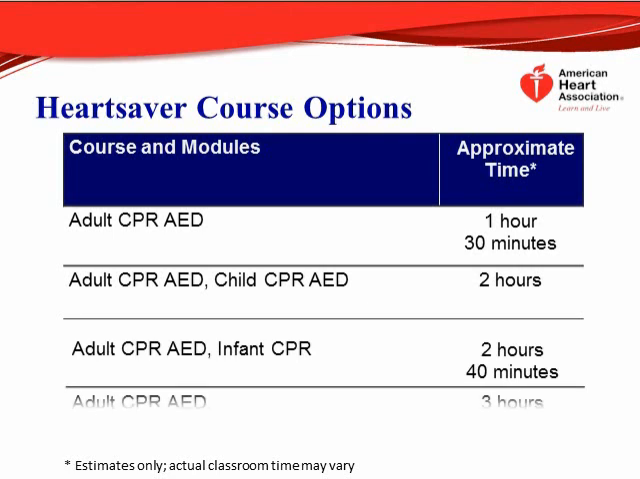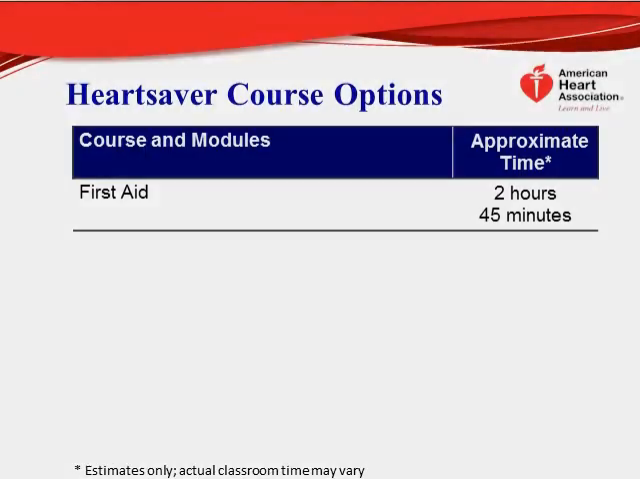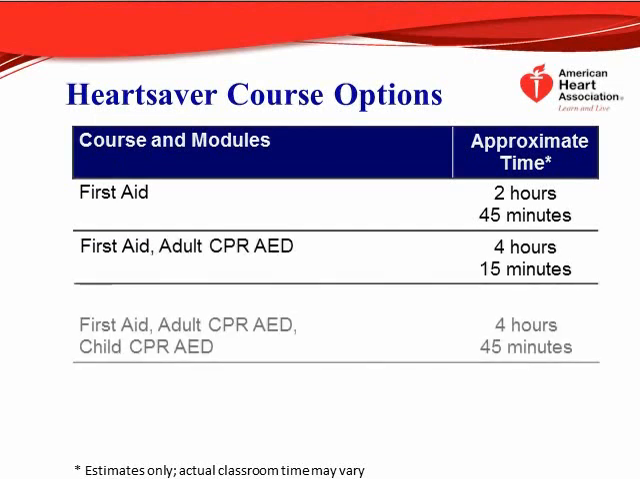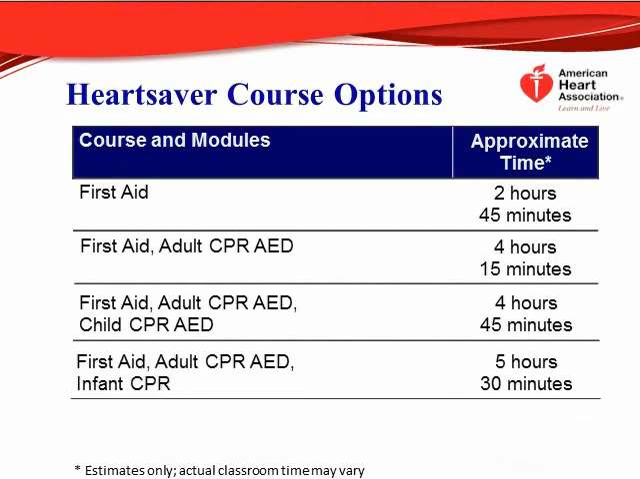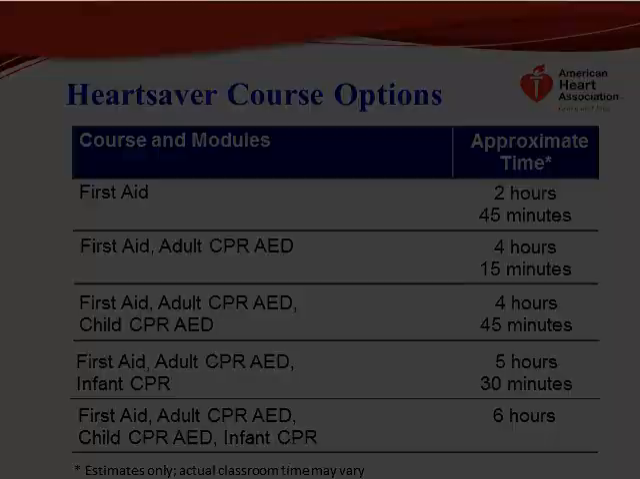Here are more time estimates to complete other course modules. You can also estimate course times for the first aid CPR AED content in the same manner. Again, course times may vary, and these times are only estimates. For example, the course may only cover first aid. This will take about 2 hours and 45 minutes to complete. Here are more time estimates to complete other course modules. And with all of the new Heartsaver content included, the course and modules require 6 hours to complete.